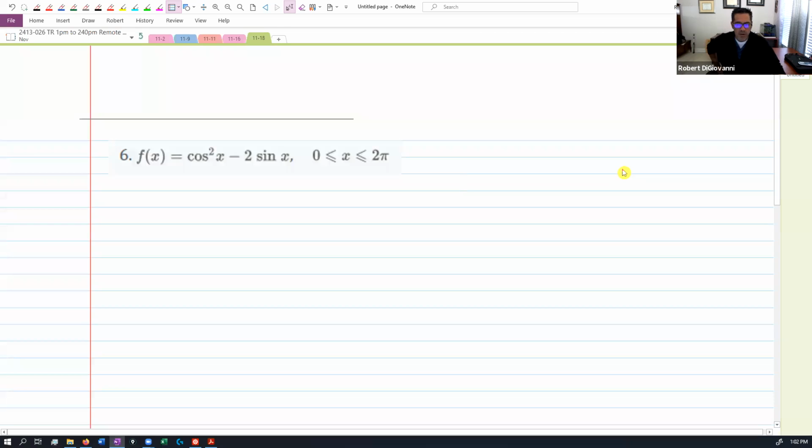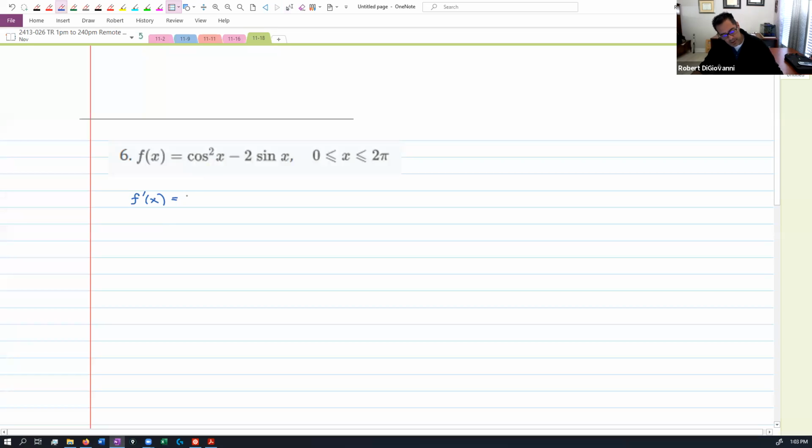So we're given a function and we're trying to figure out where it goes up, where it goes down, any local max, local mins, where it's concave up, concave down, and where we have any inflection points. This is going to require that we take the first derivative and the second derivative, and then basically find the critical numbers and stuff like that. So I'm going to start by just taking the first derivative. I'm going to have to use chain rule on the cosine squared x, and then I'll take the derivative of the other term separately.